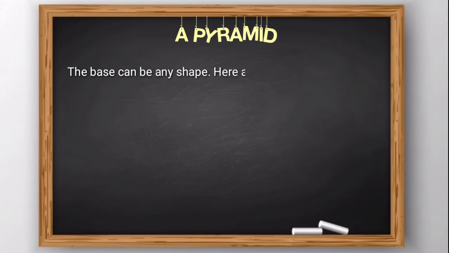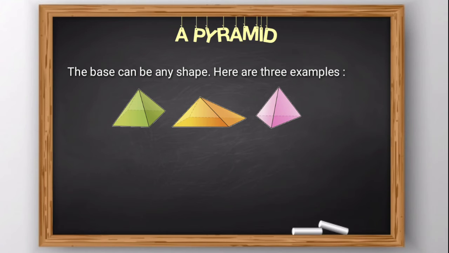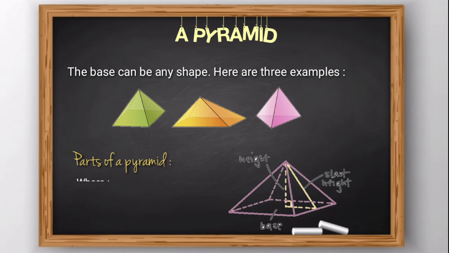The base can be any shape. Here are three examples. The base area depends on the shape: square, rectangle, and triangle. After that, you will need to know the names for the different parts of a pyramid. The slant height is also called the lateral height and is often represented in formulas with the variable L, where height is often represented with the variable h and the base area is square.